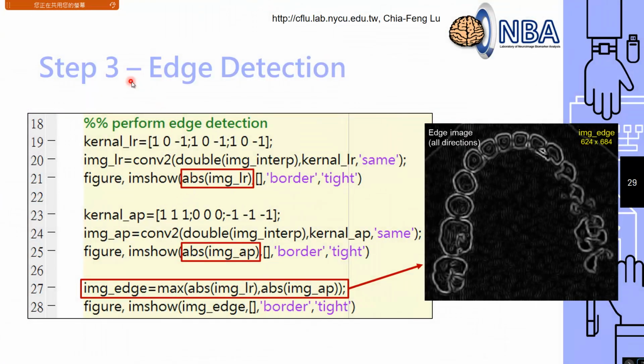So you can see this is step 3 right here. I design a kernel. You can see this is actually for left and right. This is actually for anterior and posterior. Okay, and right now you may see when I am doing the image show, I put an ABS right here. ABS is the function to get the absolute value.